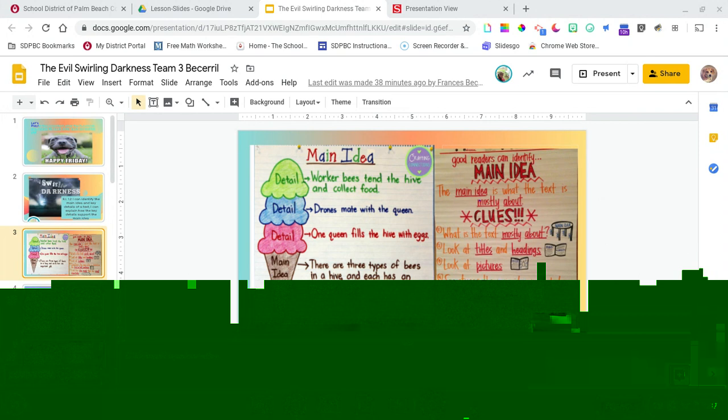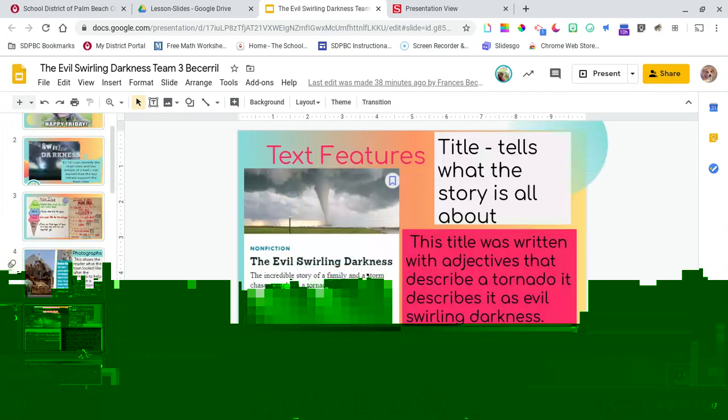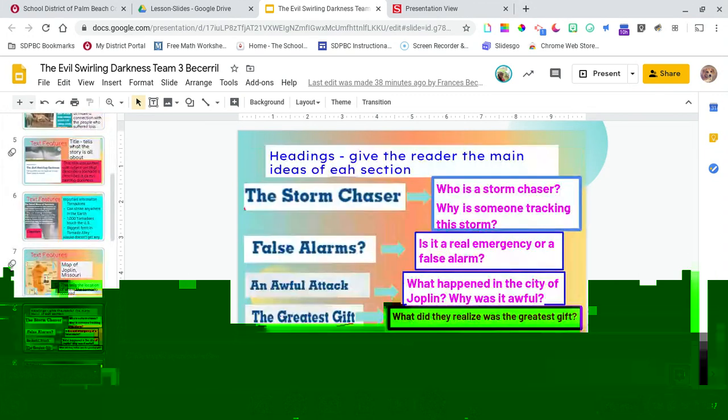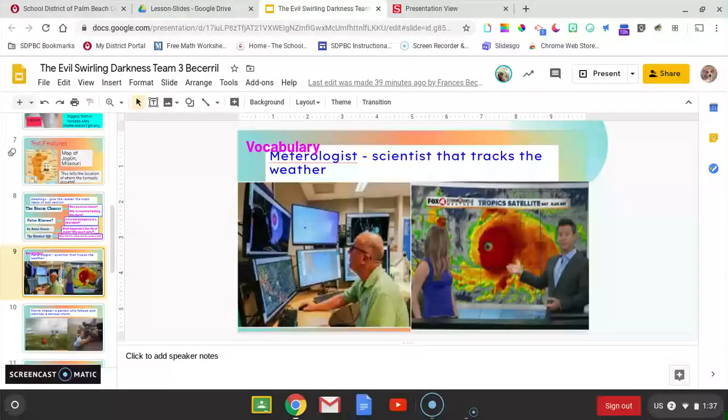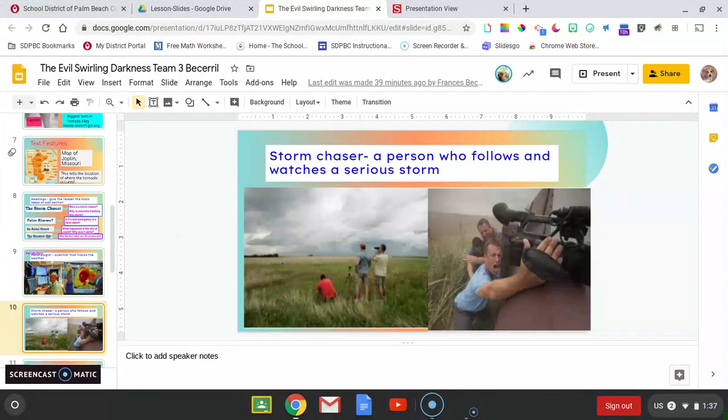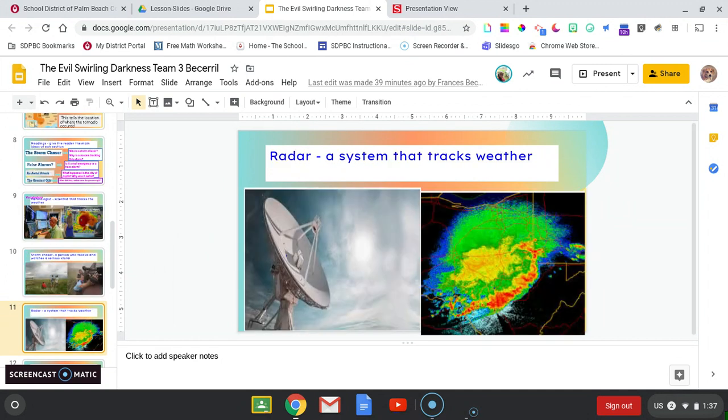So before we start reading, we're going to preview some vocabulary words. And the first vocabulary word we're going to talk about is meteorologist. So a meteorologist is a scientist that tracks the weather. Storm chaser, a person who follows and watches a serious storm. Normally, chasers take pictures or videos of the storm that they're watching out for, and that is very dangerous, so please do not try that at home.